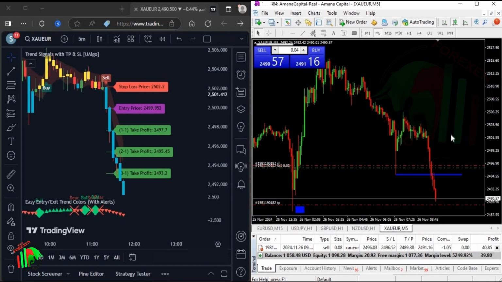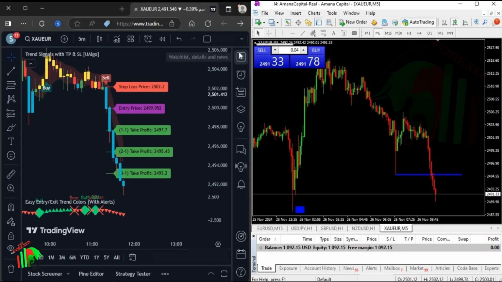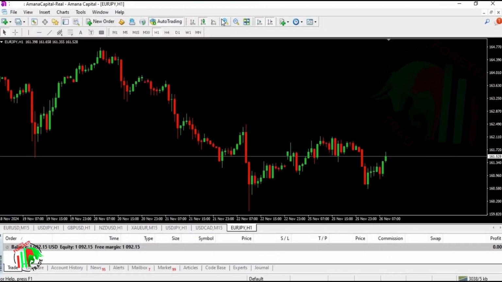Sometimes the price might reverse before hitting the target, so I'll manually close the trade. The price may reverse just 2 points away from the target, so once it gets close to the profit-taking area, I'll close the trade. I closed the trade with a profit of $37. Now I'll look for another currency to trade.